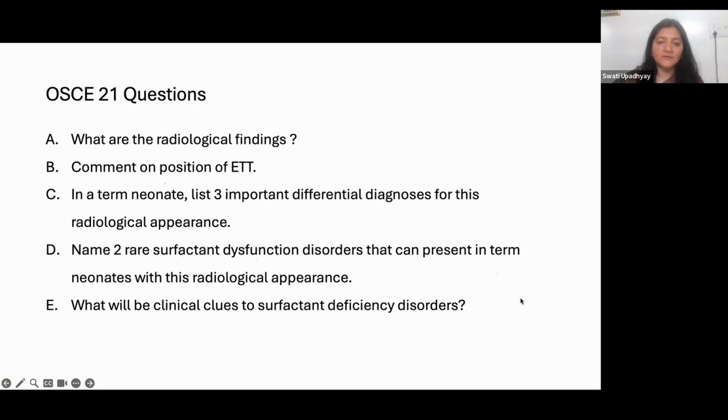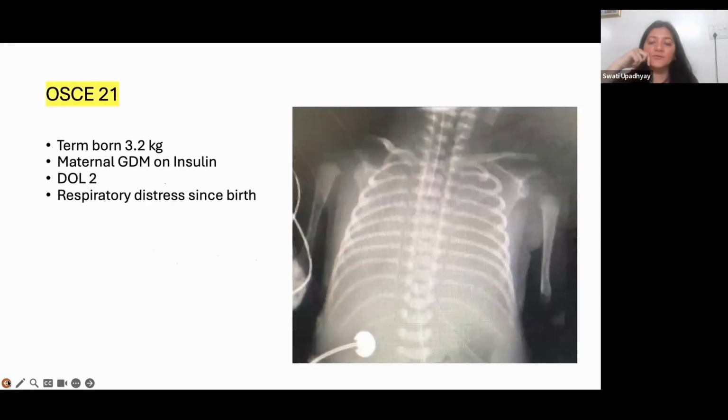Anything else? Radiological findings, do you only see the lung part? Anything else do you notice? So when you are asked radiological findings, can we go to the previous slide, sir? So what else do you see here? Yes, ET tube deep. Anything else? There are two more things which are seen here.